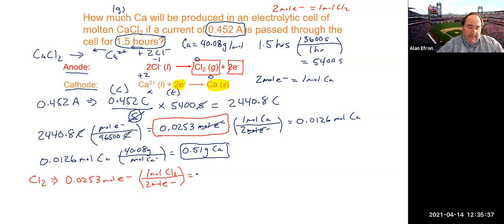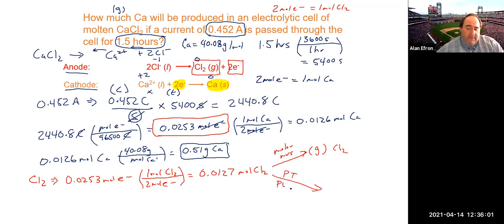In that case, you would end up with, we'll call it, 0.0127 moles of Cl2. At this point, if you wanted to, you could use the molar mass and get grams of Cl2. Or if you had the pressure and temperature given to you, you could use PV equals nRT and get the volume of chlorine gas. So you have a couple of options in terms of how you could get there. Any questions on this electrolysis problem?